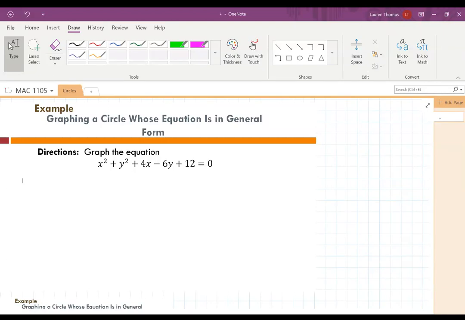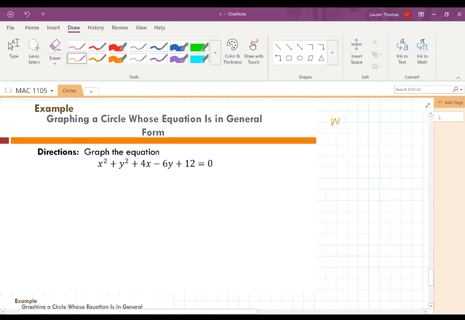Okay, you guys, in this last example for circles, they're telling us to graph the equation x squared plus y squared plus 4x minus 6y plus 12 equals 0. Okay, so we know that if we are asked to graph a circle, there's two things that we need. We have to know the center, which we know is always represented by (h, k), and we need to know what the radius is, which is going to be r.